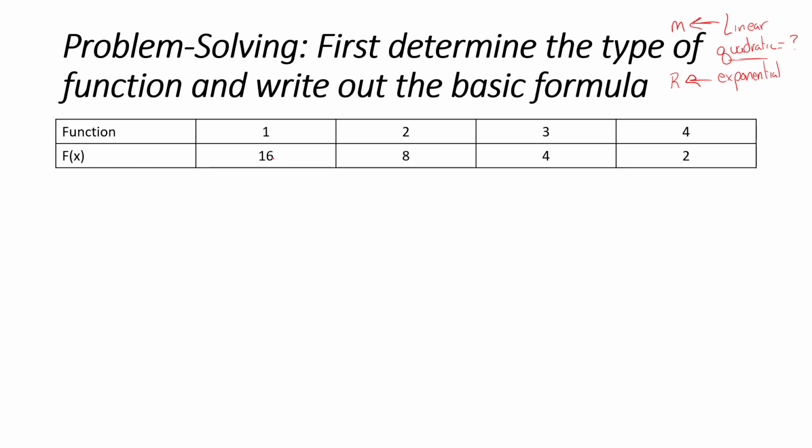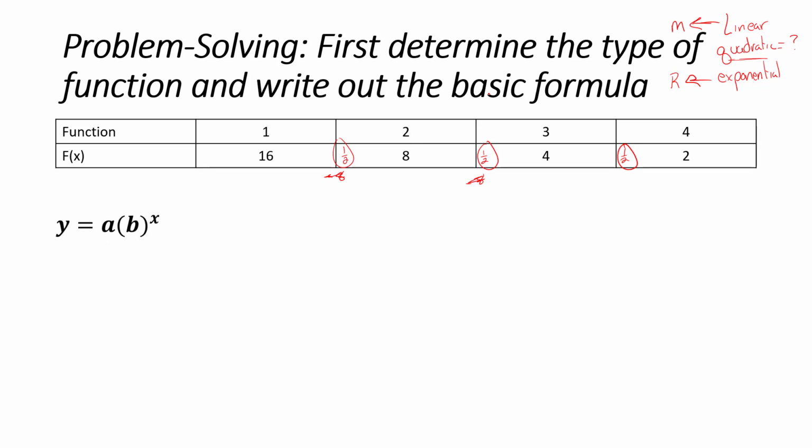Is it linear? 16 minus something gives me 8. So minus 8. 8 minus 8. Well, that doesn't give me 4. So we know it's not linear. 16 times what gives me 8? Well, times 1/2. 8 times 1/2, that does give me 4. And 4 times 1/2, that does give me 2. So we can see very clearly that we have a common ratio, which means we're dealing with an exponential equation.